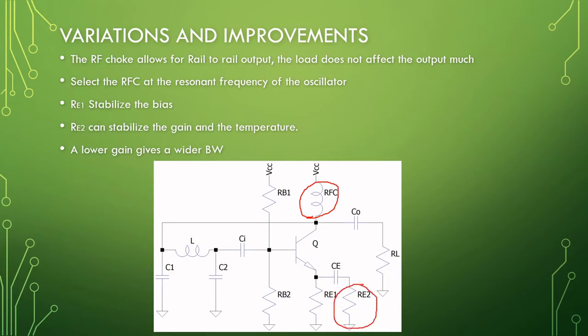Emitter resistor 2 can be added to decrease the gain, and by doing that you increase the bandwidth of your amplifier. Okay, lower gain, wider bandwidth. And you can use RE1 to ensure that your collector current is stable.